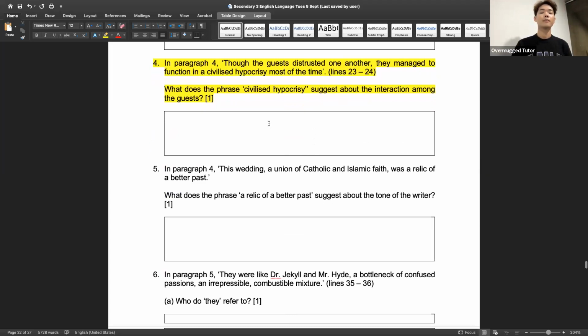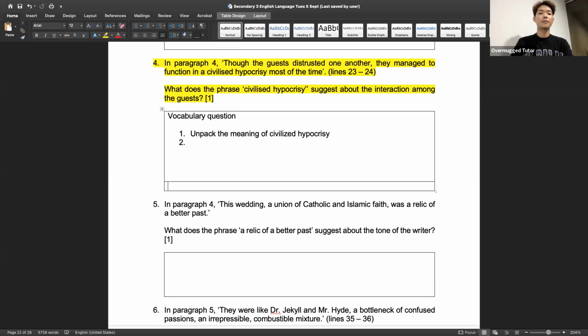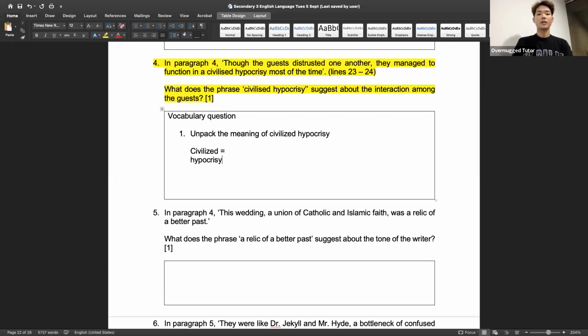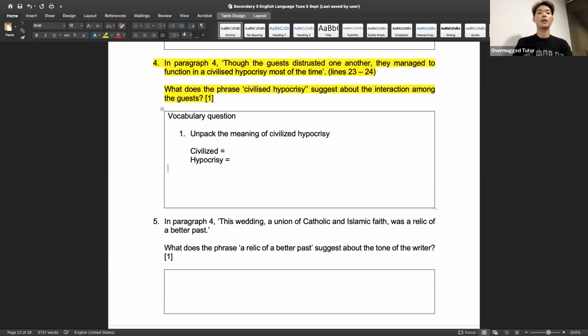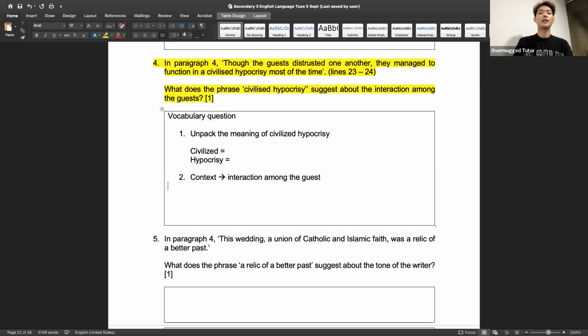Moving on to question 4. Question 4 is a vocabulary question. So first step, unpack the meaning of civilized hypocrisy. You can do it word for word. So for example, civilized means what? Hypocrisy is what? I know that, but I will tell you later. And then the context is the interaction among the guests.